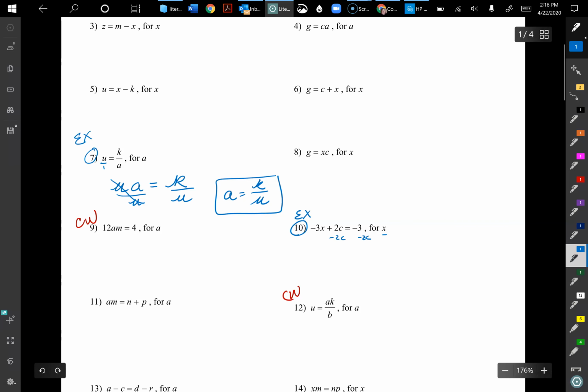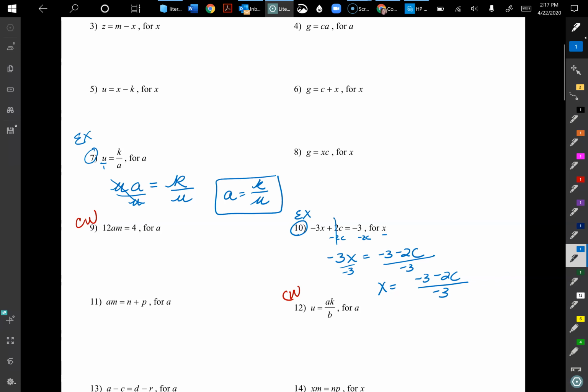You can think of it as moving the 2c over to the other side and changing its sign. That's one way of thinking of it. Negative 3 minus 2c on the right hand side. Divide both sides by negative 3, so then we have x equals negative 3 minus 2c over negative 3. For now, you can leave it like that. I think your software takes it like that.